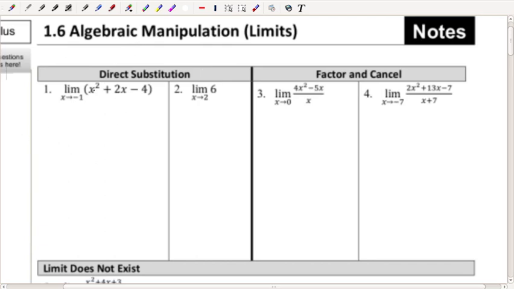So we have the limit of x squared plus 2x minus 4 as x goes to negative 1. So plug in a negative 1. We've got negative 1 squared plus 2 times negative 1 minus 4 gives us 1 minus 2 minus 4 equals negative 5. So if we take a look at the graph, what does this actually look like?